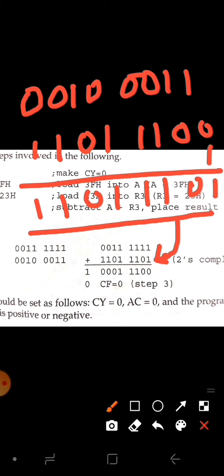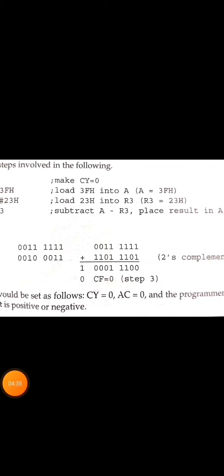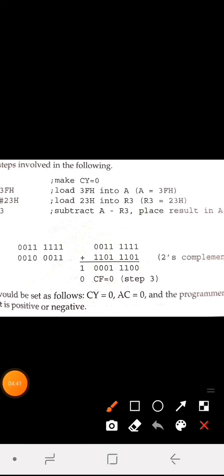So first you take the 2's complement of the subtrahend and add it to the minuend. The minuend is 3F. Now do the addition. After the addition you get the carry as 1. So we are done with the first two steps: we took the 2's complement, then did the addition. Now the third step says invert the carry, so now carry is equal to 0. After this inversion, if the carry flag is equal to 0, then the answer is positive. The flags affected are the carry flag and the auxiliary carry flag, which are set to 0.